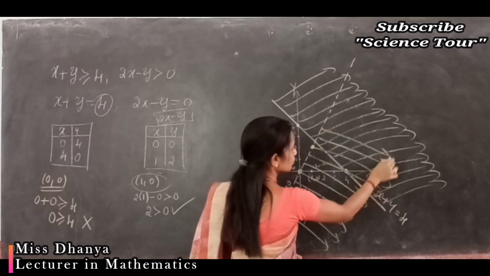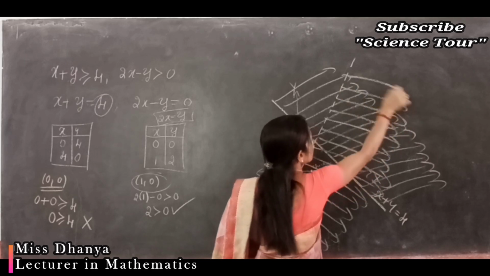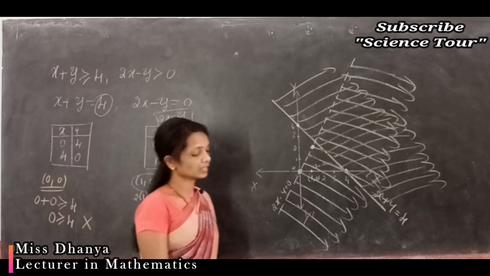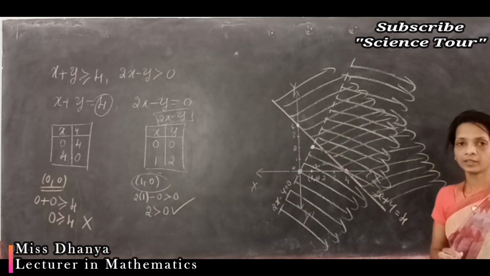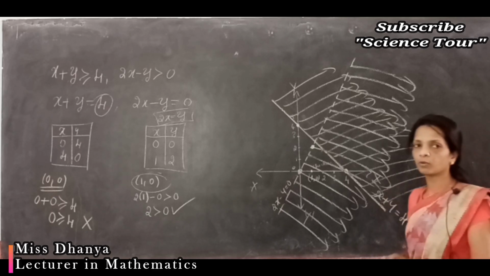Every time you should give closer shadings. Here I gave broader shadings to save time, but if you give closer shadings, then you will easily get the common shaded region. Automatically that will be darker in your graph if you give closer shadings.